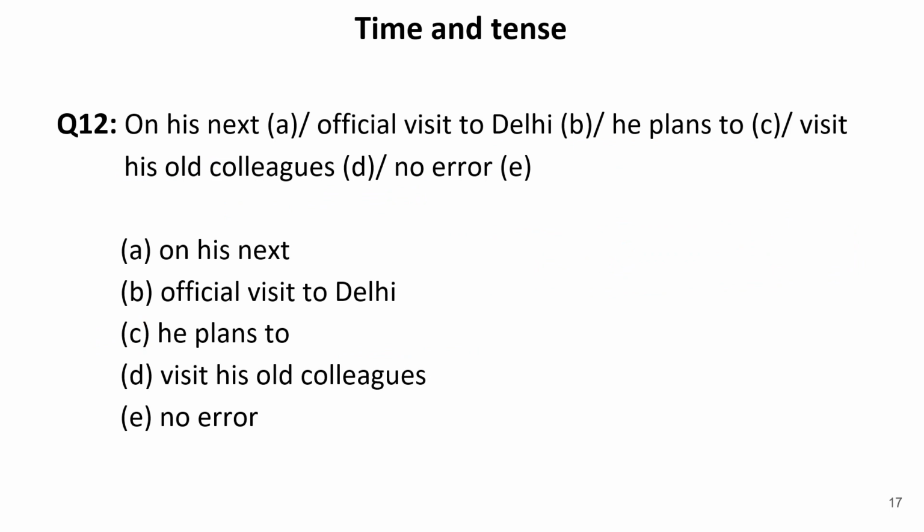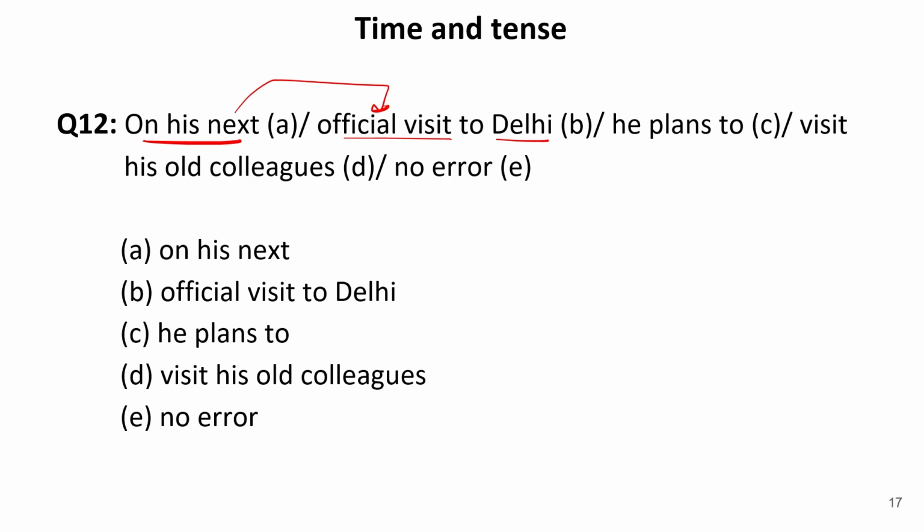On his next official visit to Delhi, he plans to visit his old colleagues. Now, let us see the sentence part-wise. First of all, in the first part it is written "on his next". Till here we cannot find any error. Now in the B part, "official visit to Delhi", it means on his next official visit to Delhi. This next official visit represents that we are talking about some future action or future planning. It is not yet done, or it is not going on. In fact, it is going to happen in future.